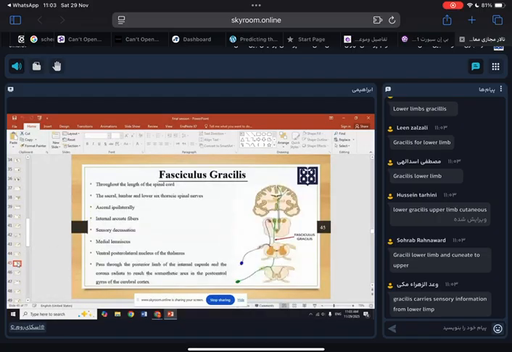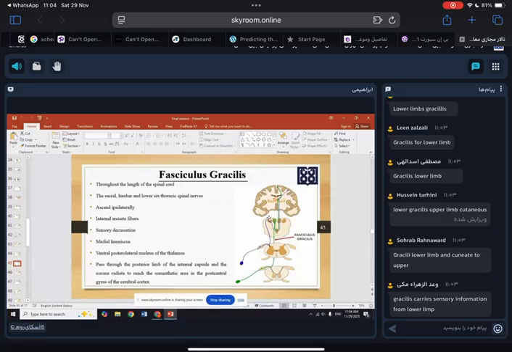I told you before, but I repeat it again. Fasciculus gracilis is located at the whole length of the spinal cord. It is related to the sacral, lumbar, and lower 6 thoracic spinal nerves because it is related to the lower limb. The information comes to the DRG or dorsal root ganglion. So the first order neuron is located at the DRG. Then it goes and passes to which part?